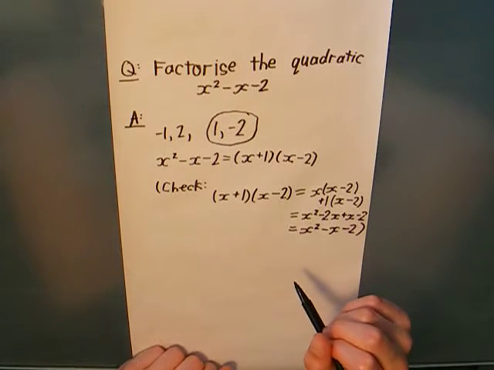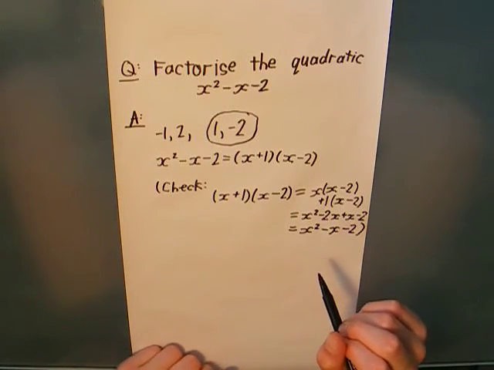So that was how to factorise a quadratic when the coefficient of x squared is 1. Thank you.